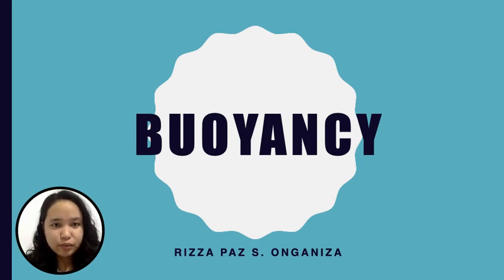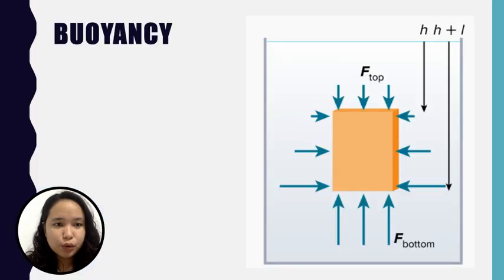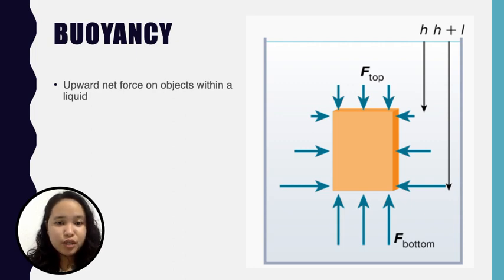Okay, good day everyone. So this video is about buoyancy. Buoyancy is defined as the upward net force on objects within a liquid. If you will recall, if an object is submerged in a body of water, the object experiences pressure in all directions. In this case, buoyancy is the upward force that the object experiences.